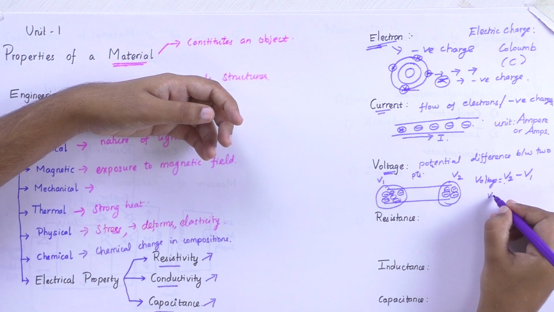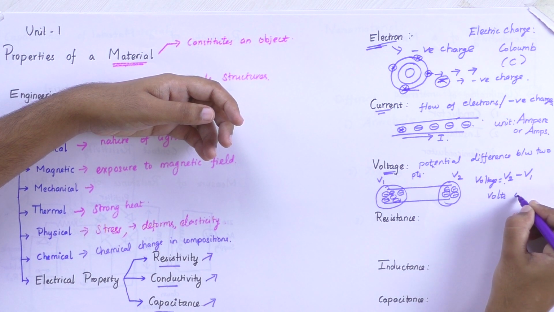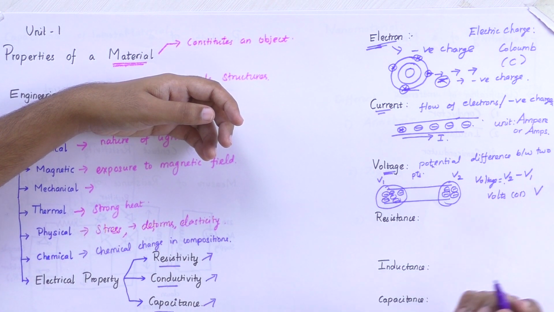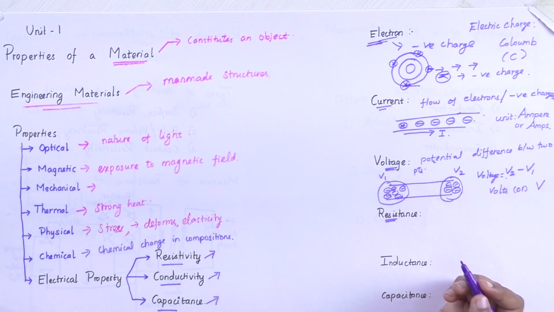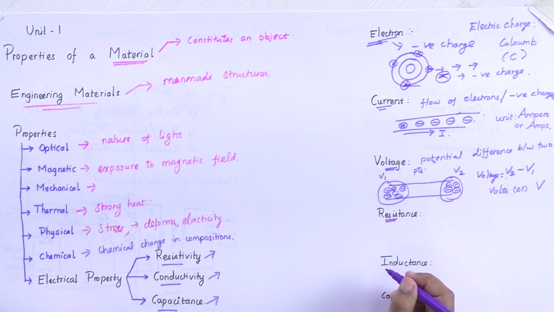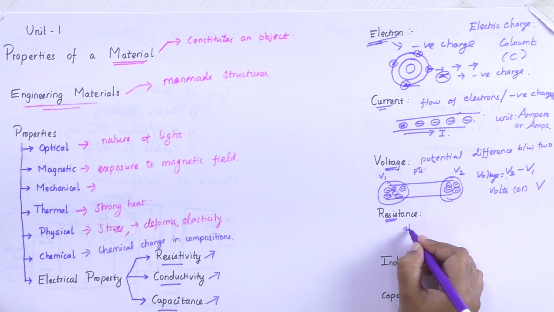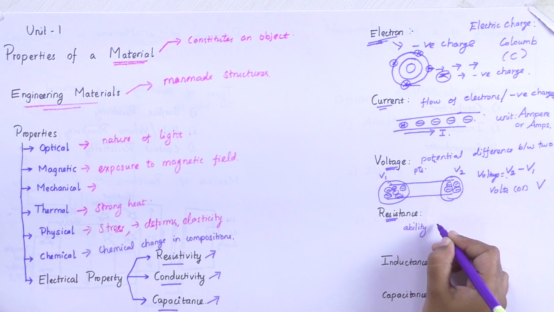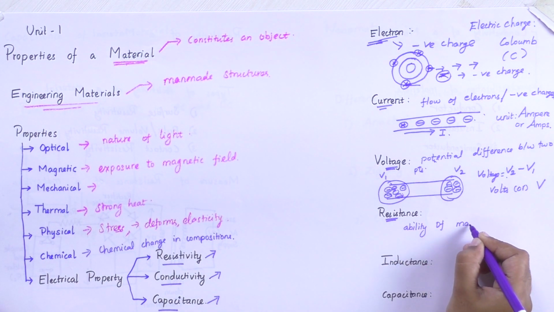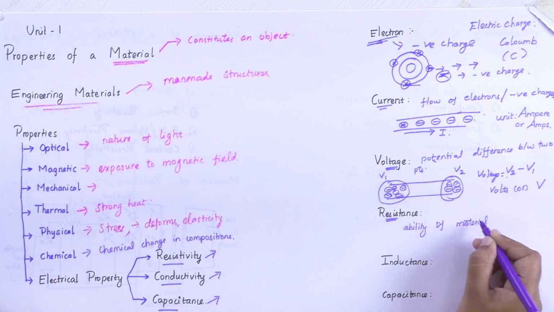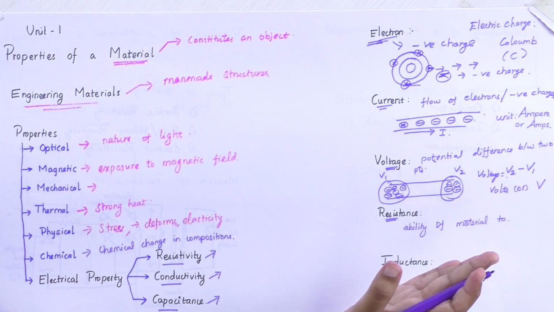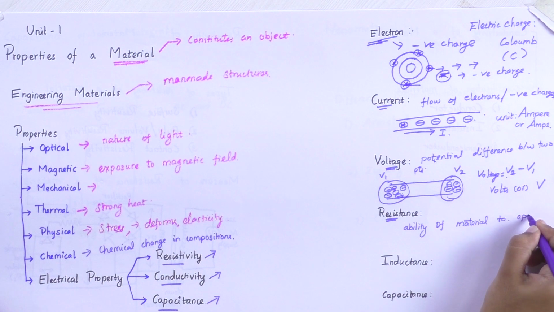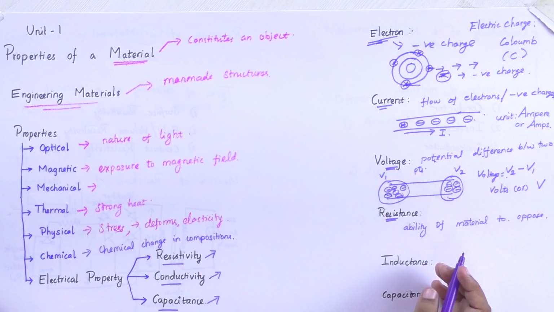Voltage is volts, or we will say V. Then next comes the resistance. Resistance is the ability of a material to oppose the flow of charges. It is an ability of a material to oppose the charges.